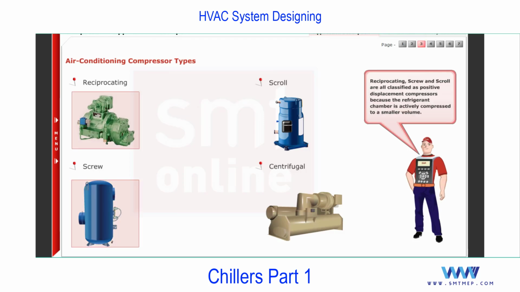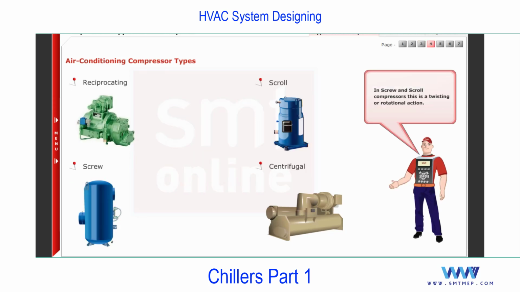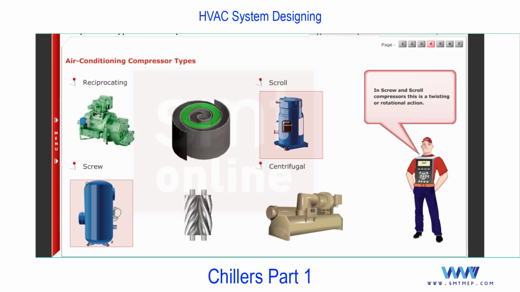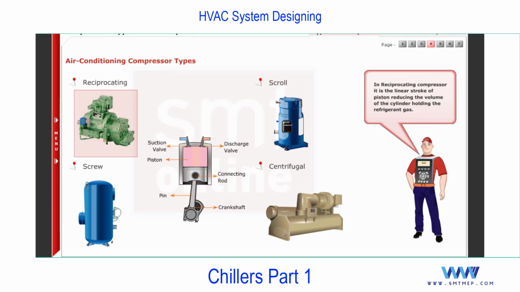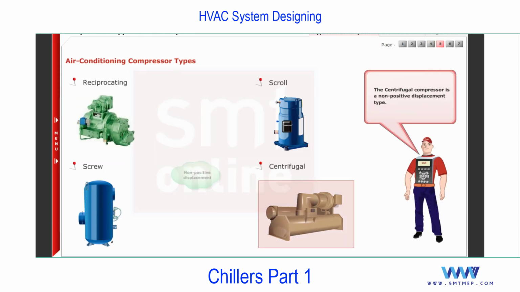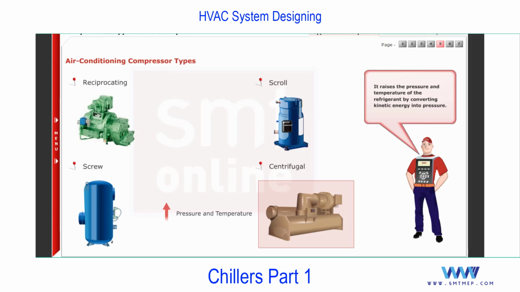Reciprocating, screw, and scroll are all classified as positive displacement compressors because the refrigerant chamber is actively compressed to a smaller volume. In screw and scroll compressors, this is a twisting or rotational action. In a reciprocating compressor, it is the linear stroke of a piston reducing the volume of the cylinder holding the refrigerant gas. The centrifugal compressor is a non-positive displacement type. It raises the pressure and temperature of the refrigerant by converting kinetic energy into pressure.